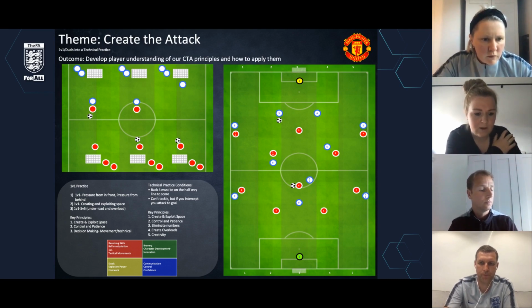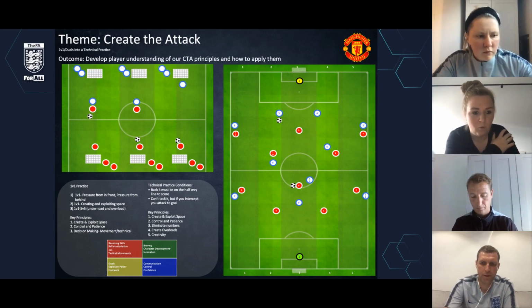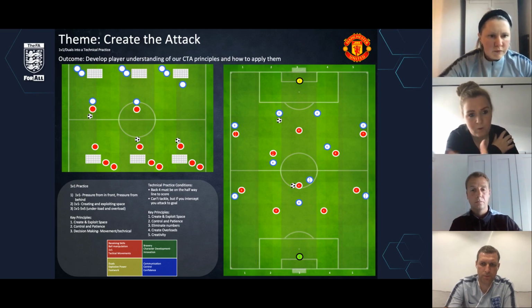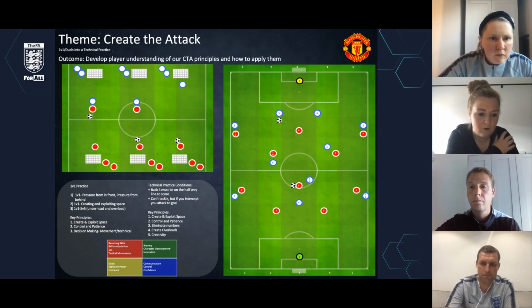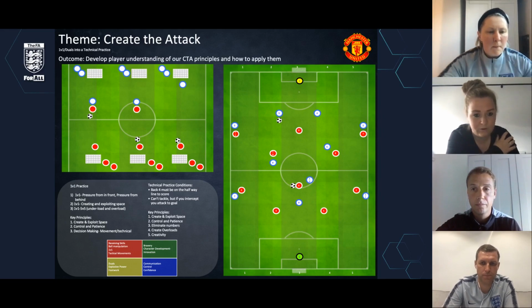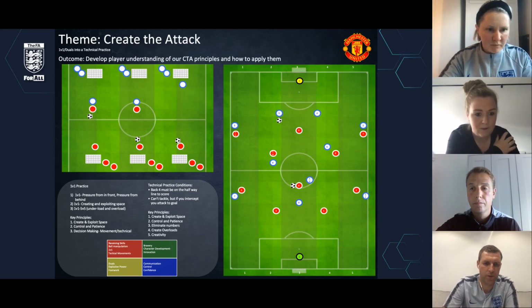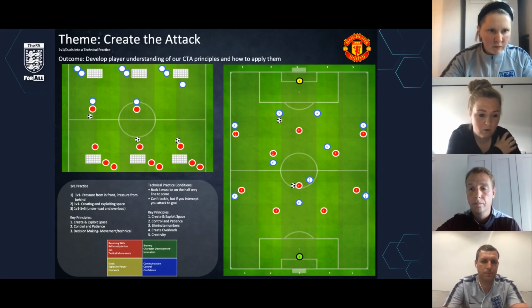We start with duels because we want players to be able to dominate 1v1, but I think it's important that staff know as well as players what it is that we're going after in this session. So the first part, the top left picture, is 3 little mini progressions. The first one, 1v1, is receiving pressure from in front and pressure from behind. Can the player manipulate, beat the player and put the ball in the opposite goal?